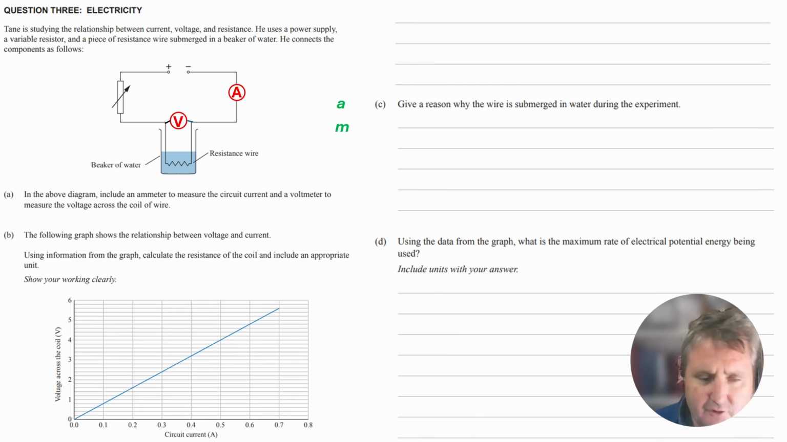The following graph shows us the relationship between voltage and current. It's showing Ohm's law here. Using information from the graph, calculate the resistance of the coil and include an appropriate unit. Okay, so we want to find resistance. We're going to use Ohm's law here. So V equals IR is Ohm's law. We find that from our resource sheet. We're going to have to rearrange this and find out what R is. So we divide both sides by I, and we get R equals V over I.